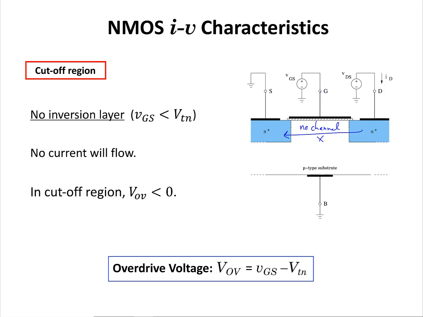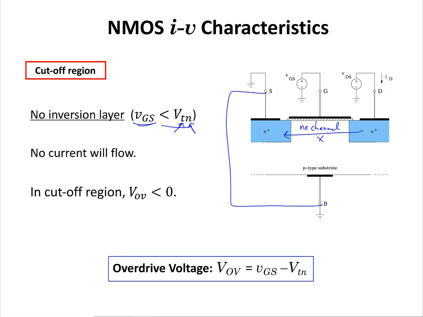This happens when the gate to source voltage is less than a parameter called the threshold voltage of an NMOS, V_TN. T stands for threshold and N stands for NMOS, the type of the transistor. Threshold voltage is a parameter of a MOSFET transistor, and the value of it is going to be given in the datasheet for any specific transistor. In this course, we're always going to assume that the substrate is connected to the source, and the voltage difference between gate and substrate is the same as the voltage difference between gate and source.